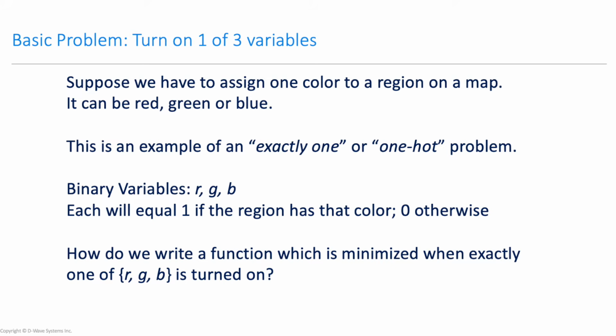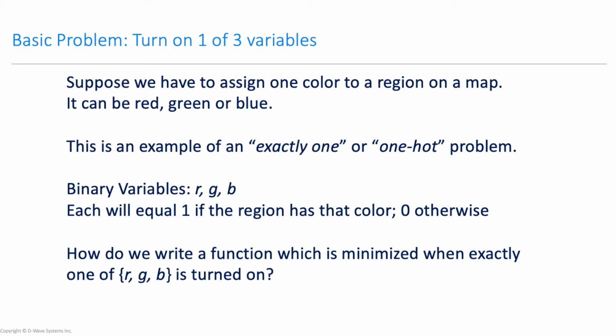The binary variables, let's just call them R, G, and B. You'll remember from the previous hour of the tutorial that we use binary variables for this quantum computer. And so we'll call them R, G, and B. And each one of them will equal 1 if the region has that particular color and 0 otherwise. So for example, if the region is red, then R will be 1, and G will be 0, and B will be 0. And obviously you could extend this easily to more colors.